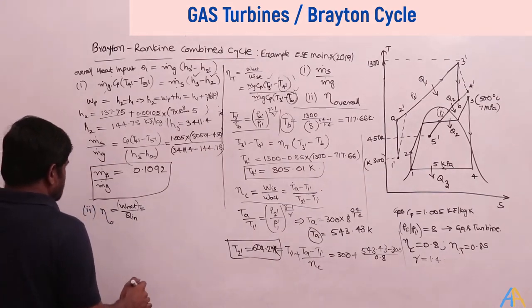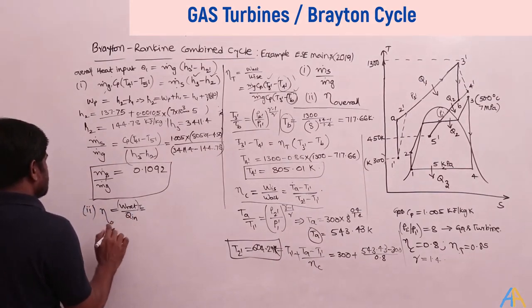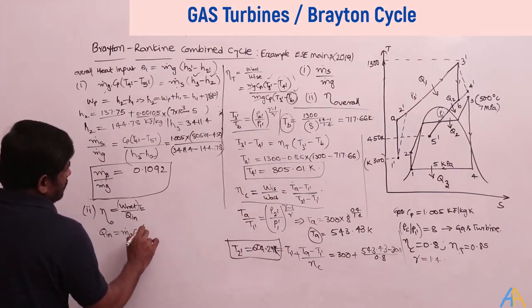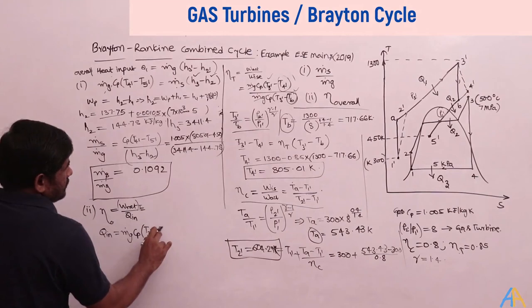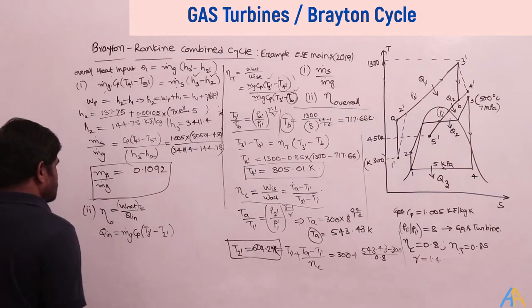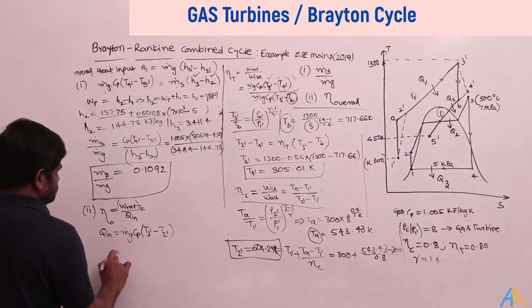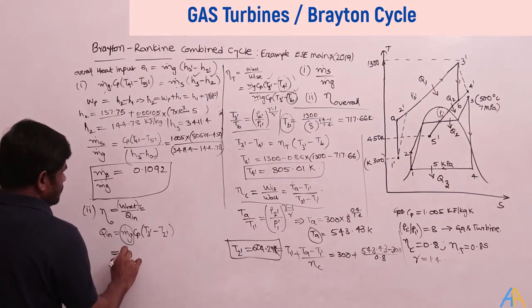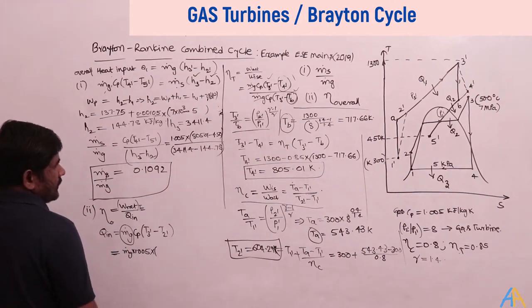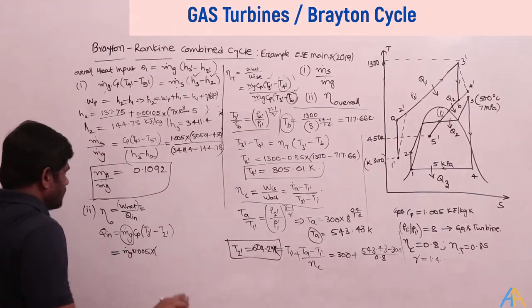So in the gas turbine, what is the formula? First of all, I will write Q input. What is the Q input? Q input equal to mg dot cp into T3 dash minus T2 dash. Okay, this is the value. This is in terms of the gas, right? So mg is an unknown value. Mg dot into cp is 1.005 into how much value? Otherwise I will substitute at the end. Let it be like this.